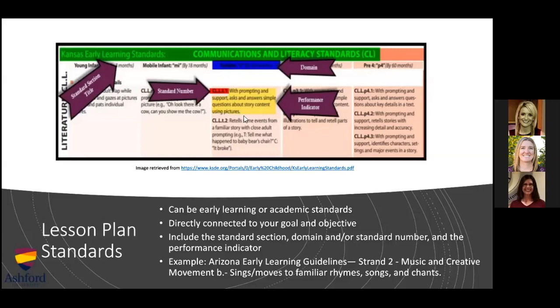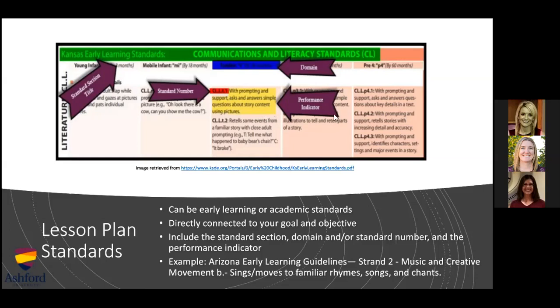The piece that's highlighted in yellow is what we refer to as our performance indicator. Some states refer to it as their standard statement, but this is where you find your sentence that tells you exactly what skill kiddos are going to be working on. So in this particular example, it's with prompting and support, asks and answers simple questions about story content using pictures. In other words, it's the specific literature skill that you're working on.